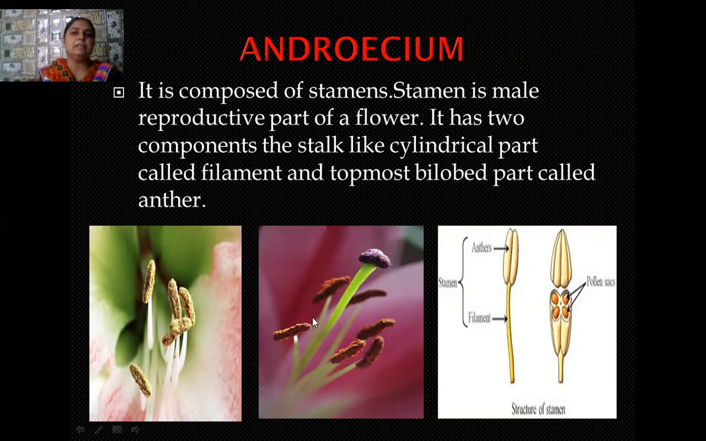So here the stamens are visible to you. Stamen is divided into two components. This is the stalk-like cylindrical part, the filament, and a bilobed anther is present at the top. When you take the transverse section of this anther, there are four pollen sacs present inside, and these pollen sacs later bear the pollen grains during the development of the male gametophyte.